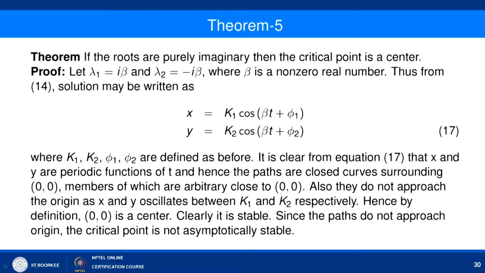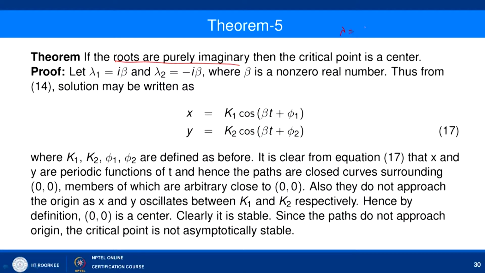result. So, in this case 5, we are considering that the roots are purely imaginary, means first of all they are complex. So, it means that lambda 1 we are writing as a plus i b and lambda 2 is equal to a minus i b, where a is equal to 0. So, it means that real part is 0 here. So, if the roots are purely imaginary, then we are claiming that the critical point is a center. Now, what is this center? We will look at here.